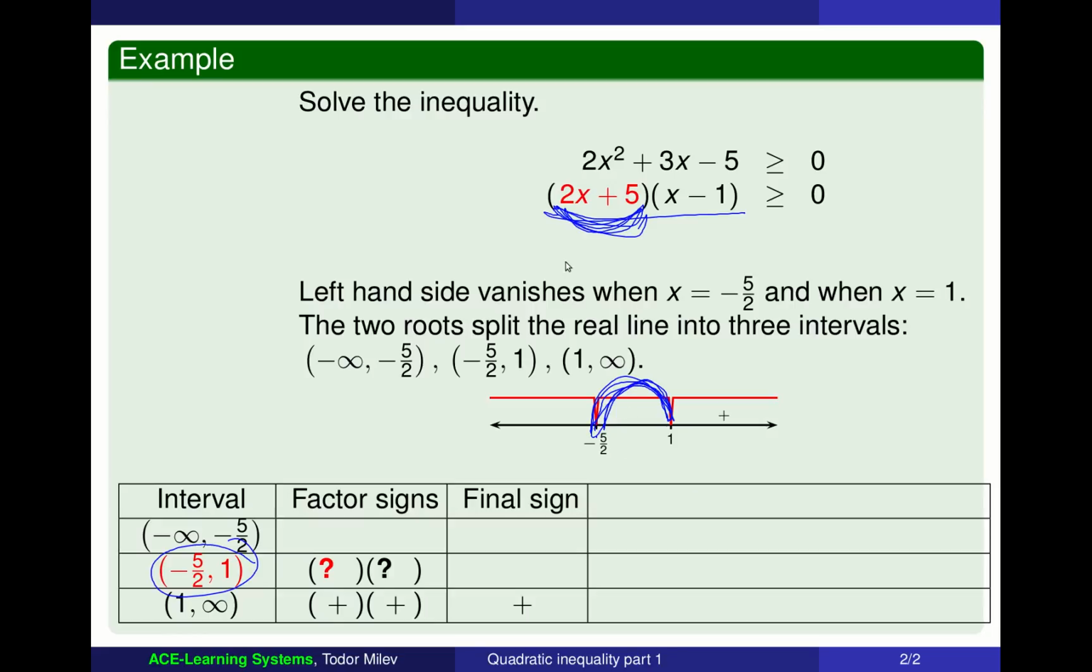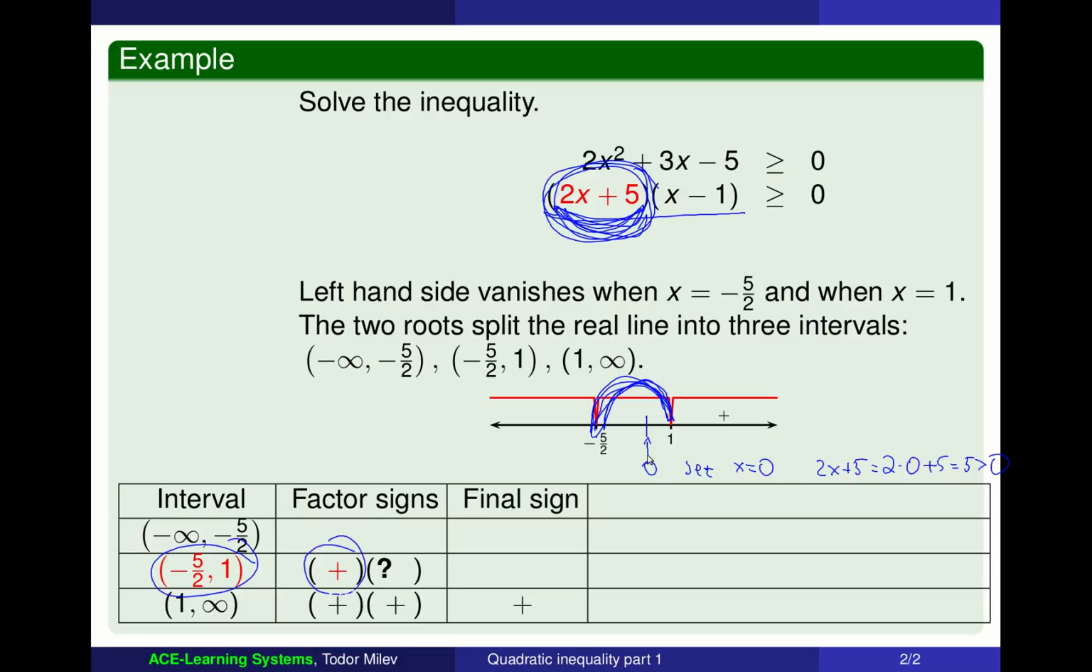X is bigger than negative 5/2, right? So I know that this term here is either entirely positive or entirely negative within that interval, which means that I can just pick an arbitrary sampling point. Say I pick x equal to 0. If I set x equal to 0, 2x plus 5 becomes 2 times 0 plus 5, which is 5, which is positive. So this term, 2x plus 5, is positive when x sits inside this interval, right?